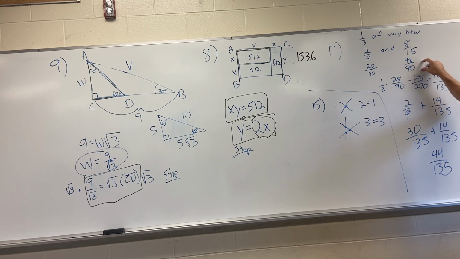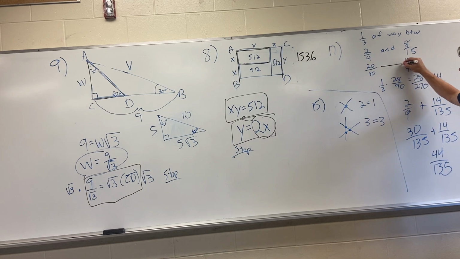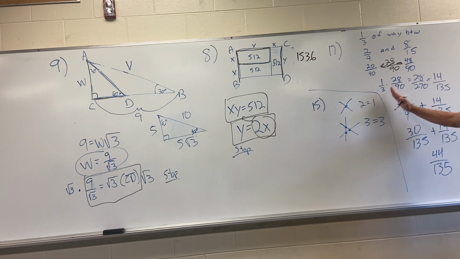In this case, 90. Okay, and 20 90ths and 48 90ths. The distance between them is 28 90ths. Okay. Now I want a third of that, so I literally just do a third times 28 90ths, and I get 28 over 270, which reduces down to 14 over 135. Okay, that's how far it is to go a third of the way, but it's actually asking what value.